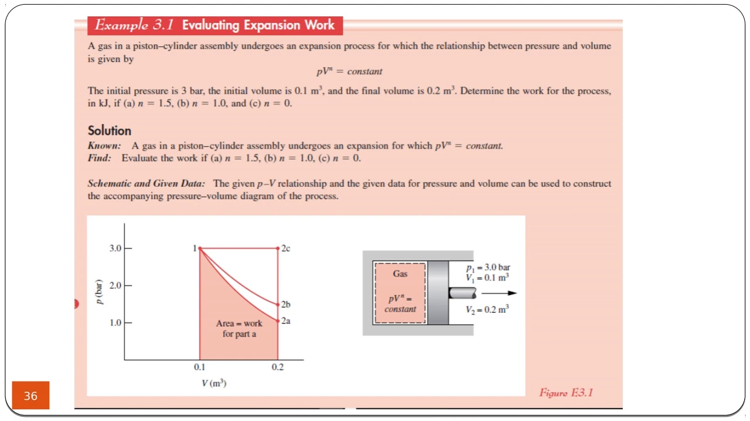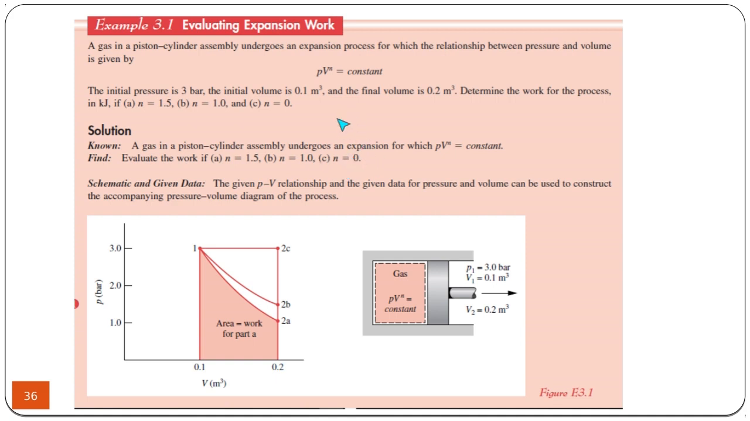An example of this, we are given a polytropic process. When a process is polytropic, we know that the relationship between the pressure and volume is PV to the N is constant. If PV to the N is constant, you can write P in terms of volume. Of course, you need to know the value of N. In part A, N is 1.5. In part B, N is 1. And in part C, N is 0.